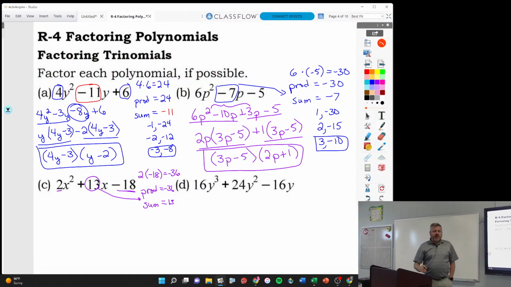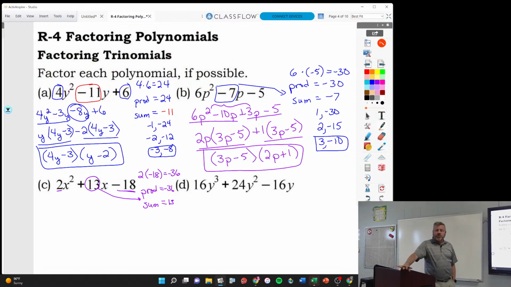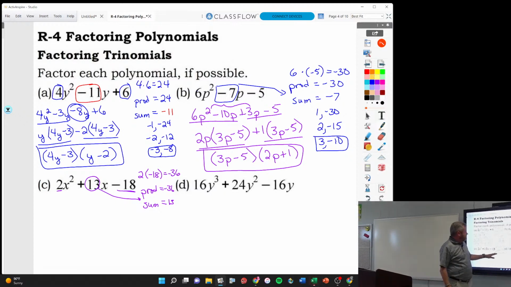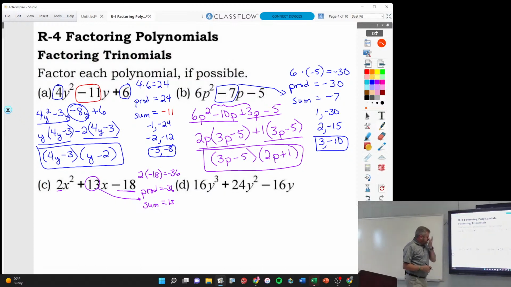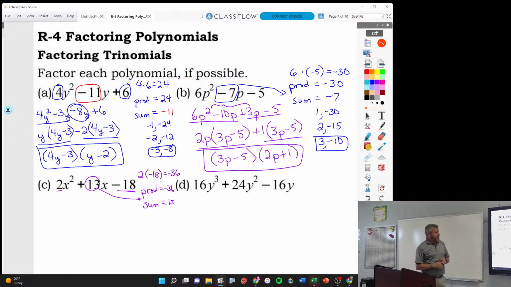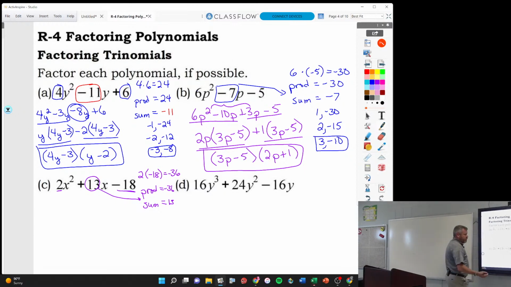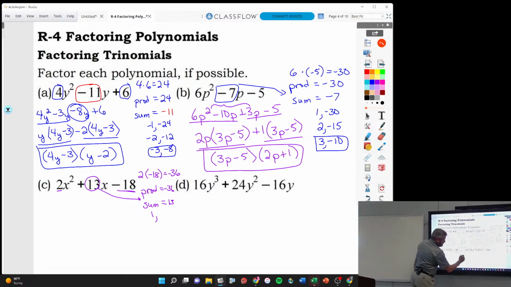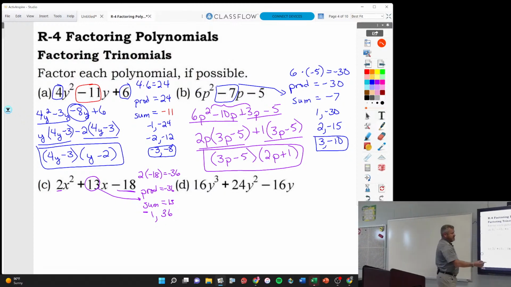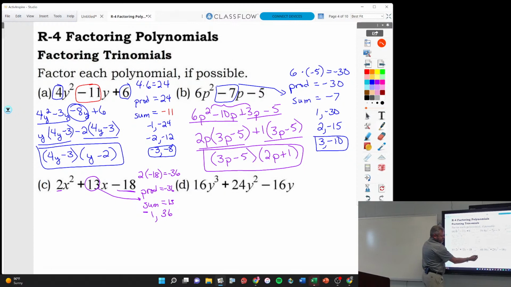So again, just like the last problem, to multiply two numbers together and get a negative answer, one's positive and one's negative. To add those same two numbers together and get a positive answer, the bigger number in this case has to be positive. So because that middle term is a positive 13, I know the bigger number, to get the multiple of negative 36, that bigger number has to be positive. So again, I'll start with 1. Well, 1 times 36. But again, remember the bigger number has to be positive, which means the smaller number is negative. So negative 1 times 36 is negative 36, but negative 1 plus 36 is 35, not 13.